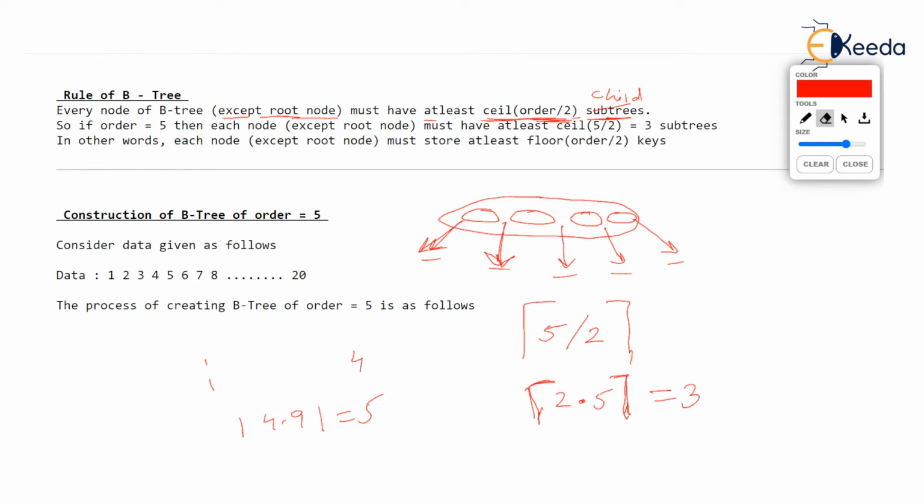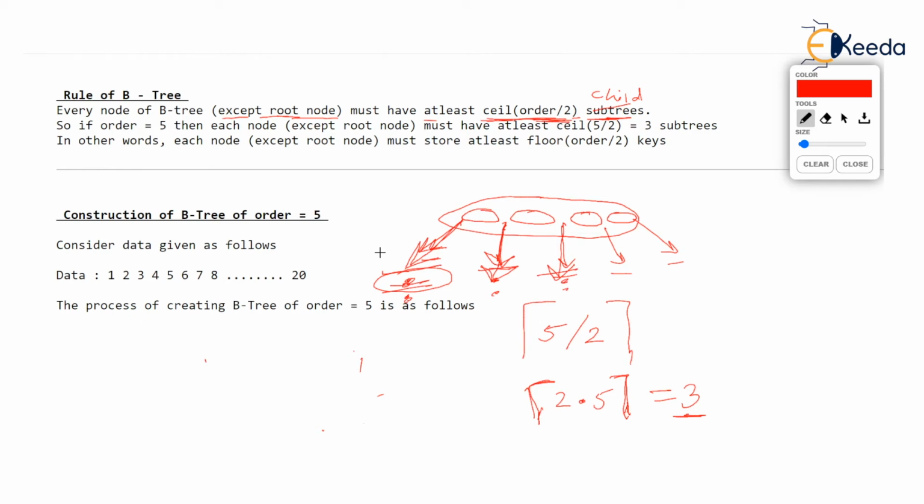Now coming back to our rule, as order is 5, what does the rule state? Every node must contain at least ceiling of 5 by 2, that is ceiling of 2.5, that is 3 children. So child 1, child 2, child 3 must be valid. By valid, what I mean is, it's not necessary that there should be a node which stores something. This pointer can even be null. All these pointers can be null.